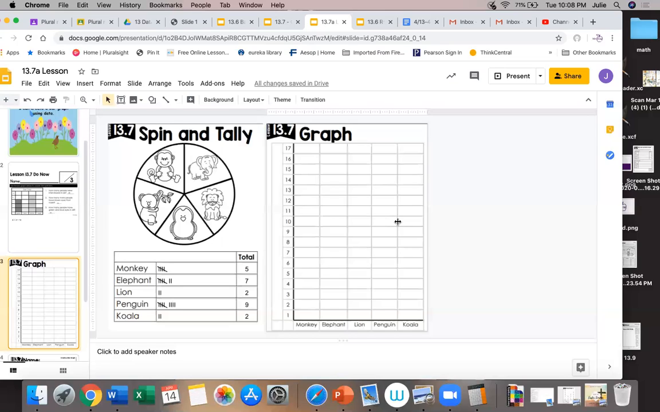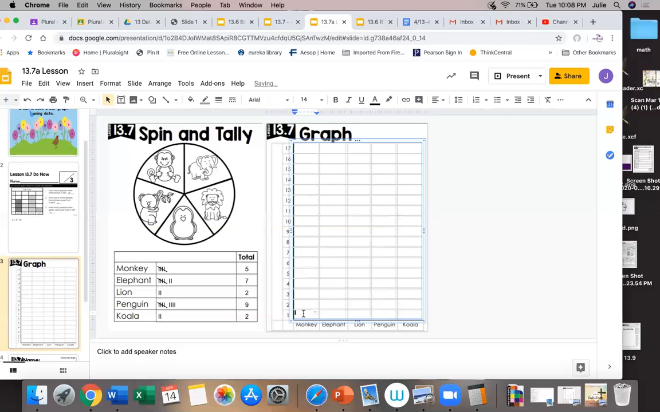So now we're going to take the data we collected and fill this in. This is where I want you also to pay particular attention, because there's a trick to this that I'm going to teach you. So monkeys, that's my first category. I'm going to look at my tally chart, and it says that 5 people chose monkey. So what I'm going to do is click in that box, and I'm going to push the shift key. I'm going to go 1, 2, 3, 4, 5, all the way up to my 5.